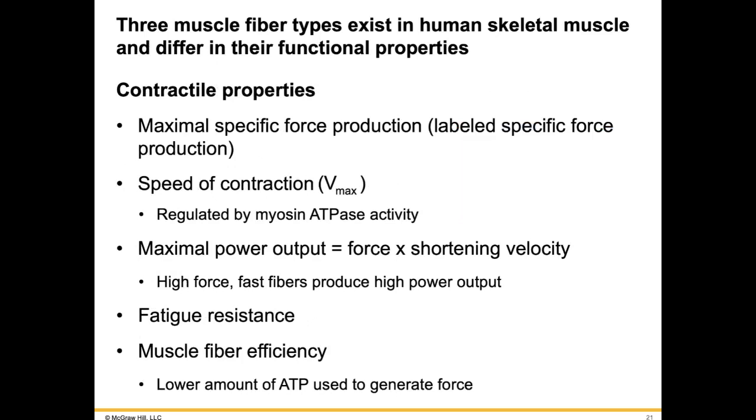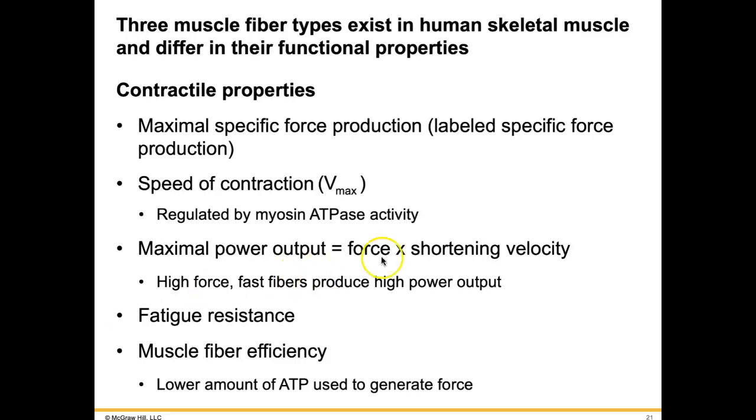Starting with our muscle fiber types, we've got 3 of them that exist within our human skeletal muscle, and they are going to differ in these functional properties. So first, we've got our maximal specific force production. This property is basically going to tell us that the larger muscle fibers are going to produce more force than the smaller ones. And this is because they are going to contain more of our myofilaments, more actin, more myosin within our large muscles. So they are able to create more cross bridges, meaning that myosin head is binding to actin and pulling it in.